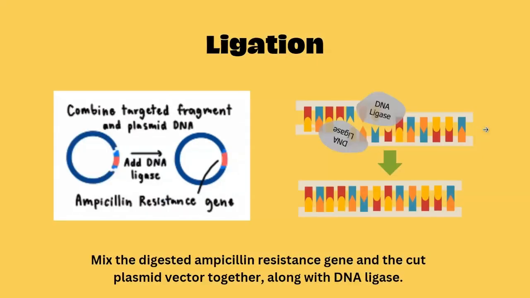Then the next step is ligation, which is to mix the digested ampicillin resistance gene and the cut plasmid vector together along with DNA ligase. This enzyme helps to join the two DNA fragments together by catalyzing the formation of two covalent phosphodiester bonds, creating a recombinant plasmid.